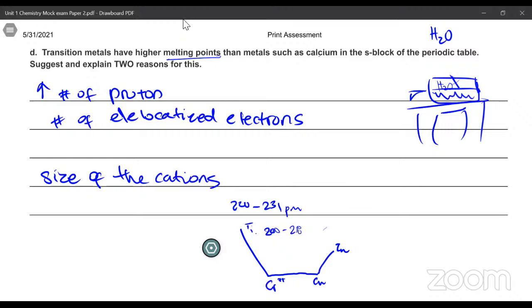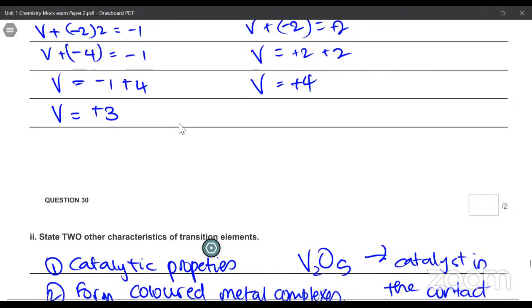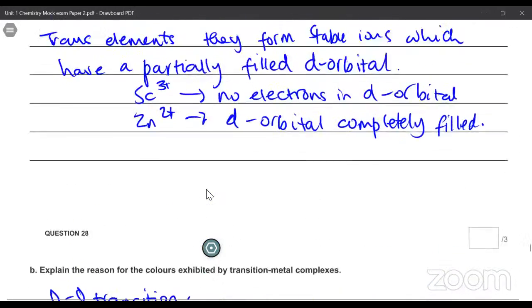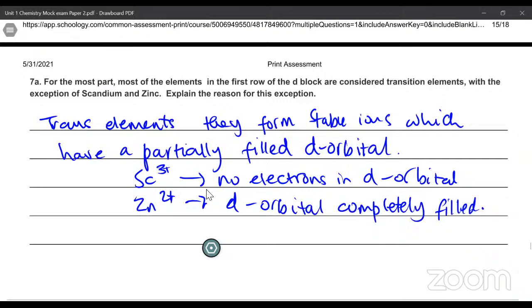Scroll back up to the zinc question. Which one of the zinc questions? The transition element zinc question? This zinc question? Yeah.